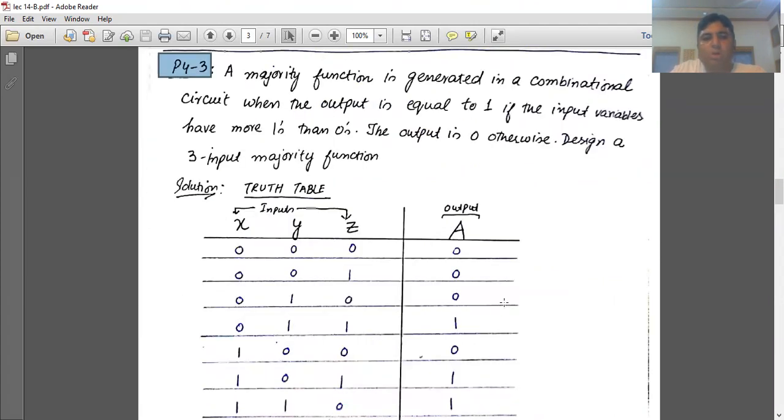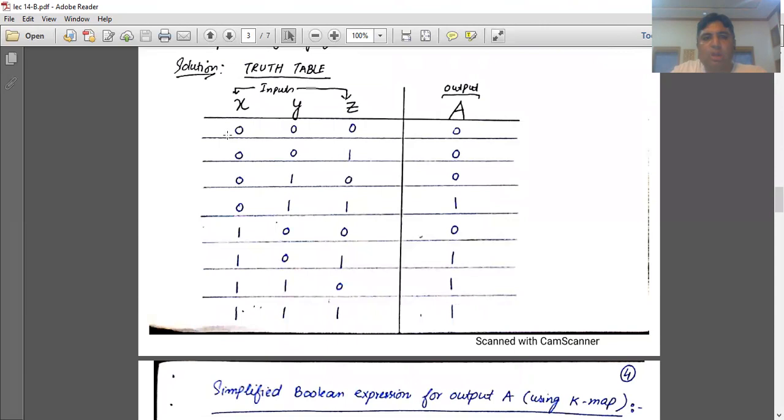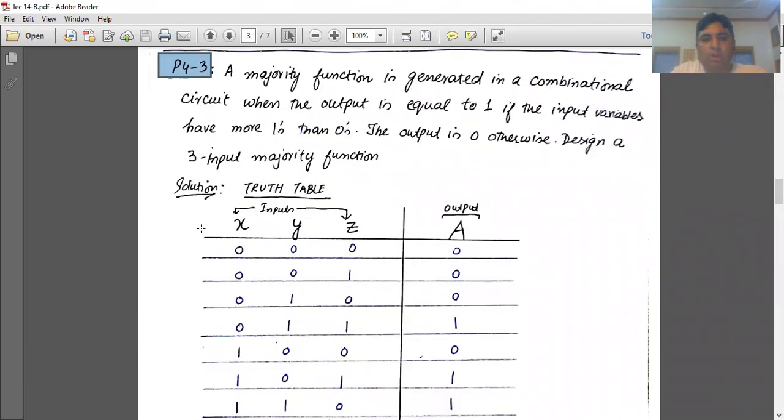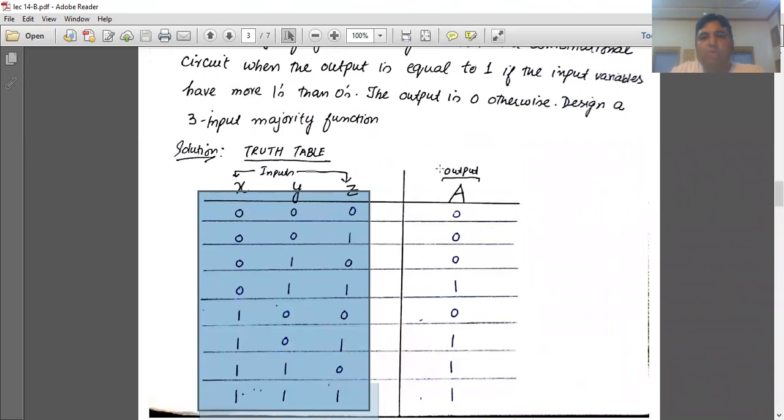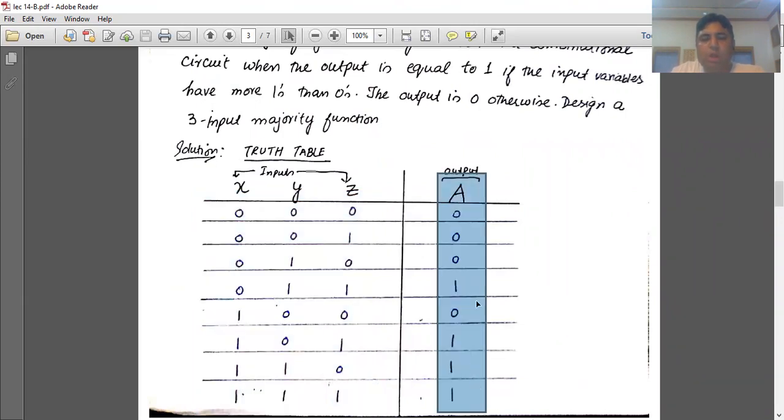So basically he's saying that the circuit has 3 inputs, X, Y, and Z, and the circuit has 1 output. The output is equal to 1 when the inputs have more ones than zeros. If there are more ones than zeros in the inputs, then the output is equal to 1. For example, if X is equal to 0, Y is equal to 0, Z is equal to 0, there are no ones, so there are not more ones than zeros. So this output will be 0.